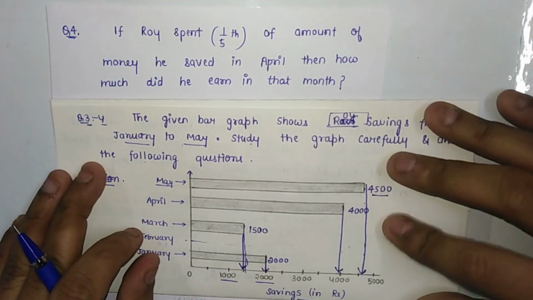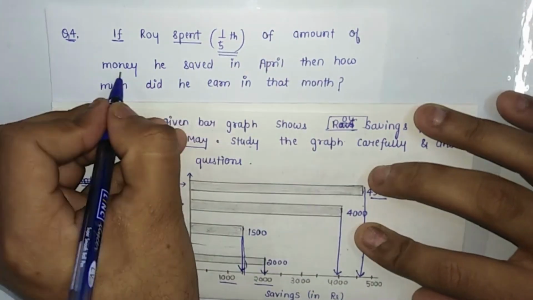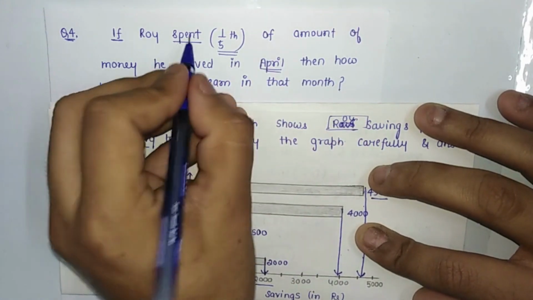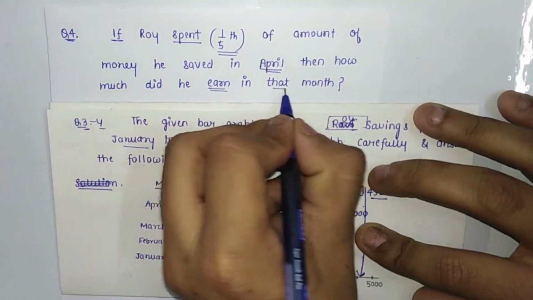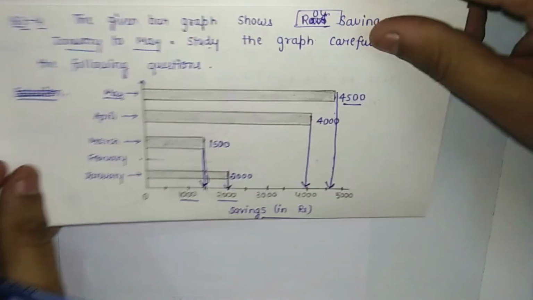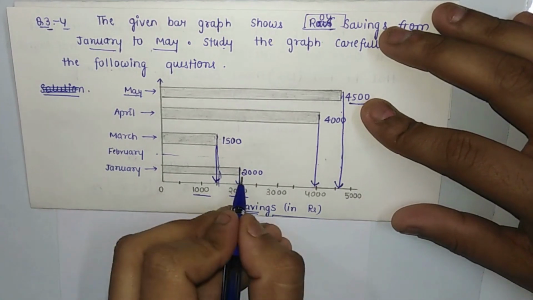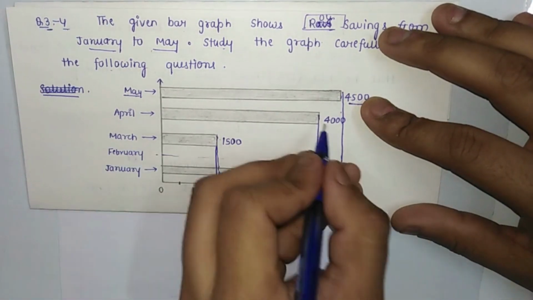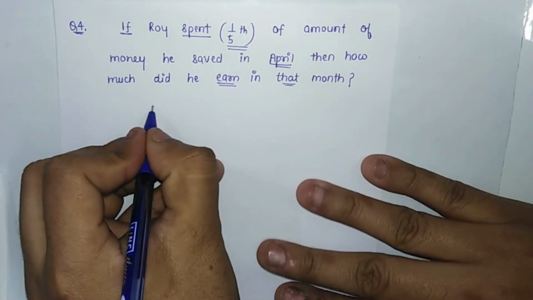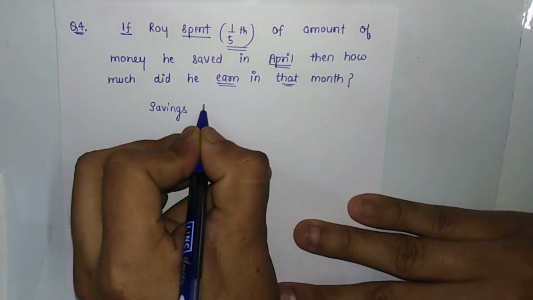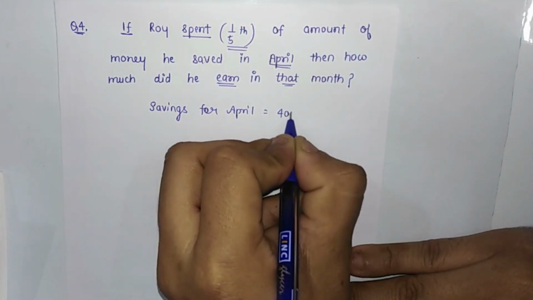Now let's take a look at question number 4. In this question it is given: if Roy spent 1/5 of the amount of money he saved in April, then how much did he earn in that month? This bar graph which was shown here was showing his savings in a particular month. Like for January it was 2000, for March it was 1500, for April his savings was 4,000, right? So his savings for the month of April was equal to 4,000 rupees, right?